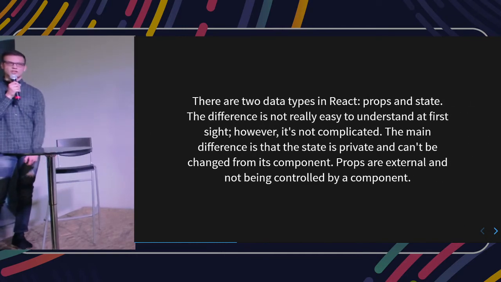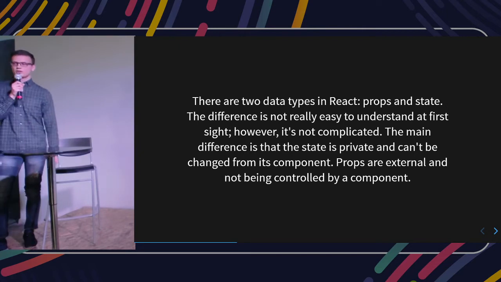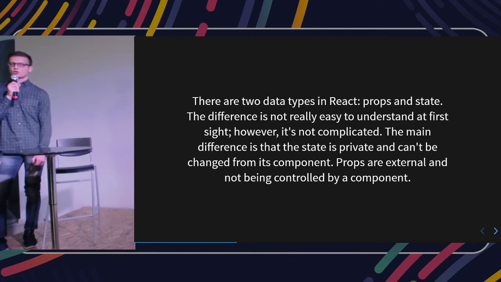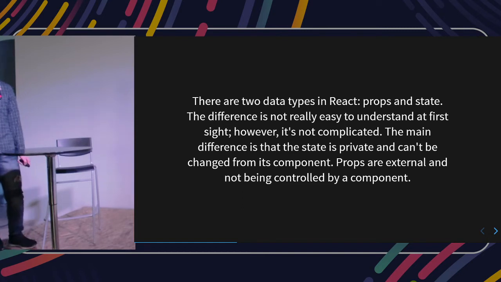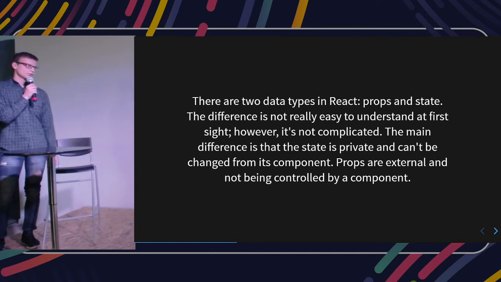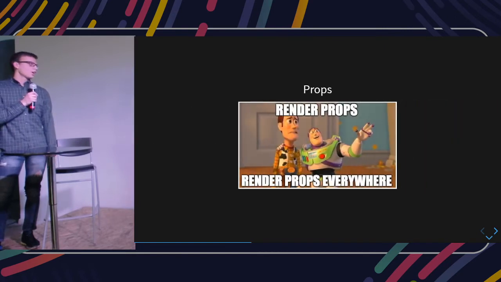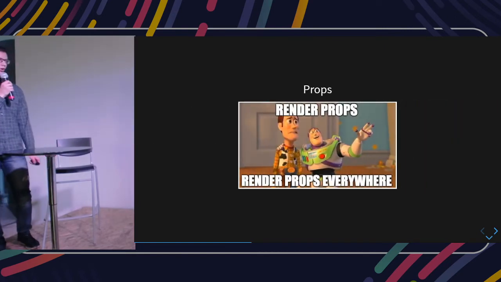So there are two data types in React. It's props and state, and it can be a little bit complicated at first sight, but actually it's not really hard, and there is a really big difference between them. The main difference is that the state is private and can be changed from its component. Props are external and not controlled by the component. So let's talk a little bit about props.